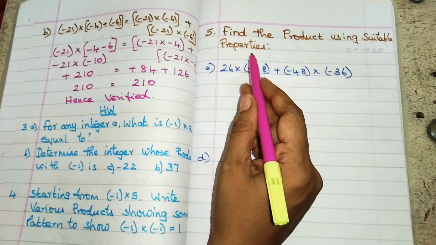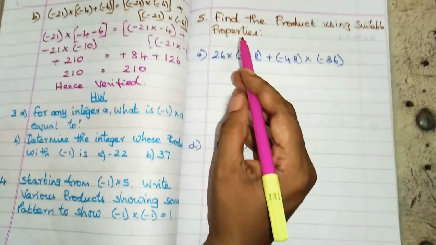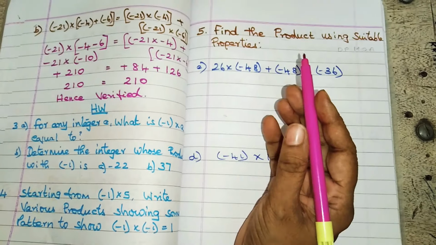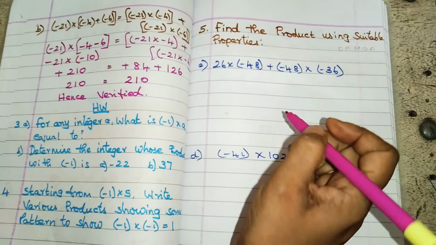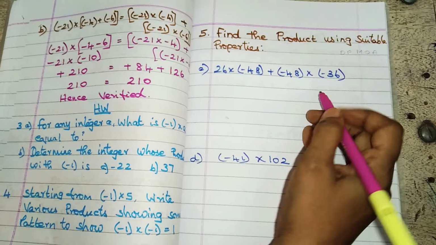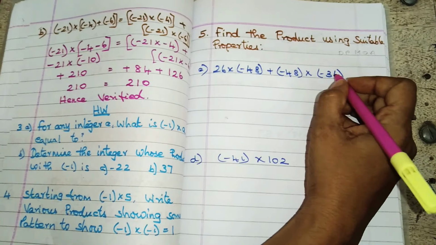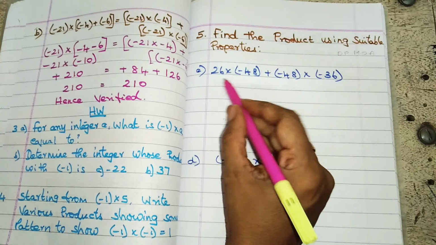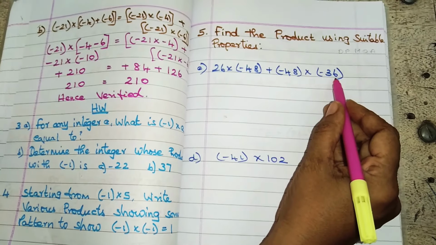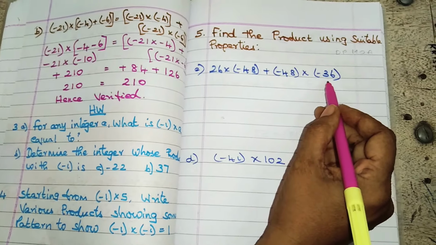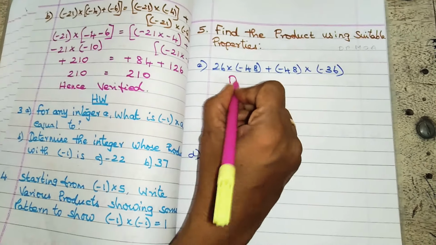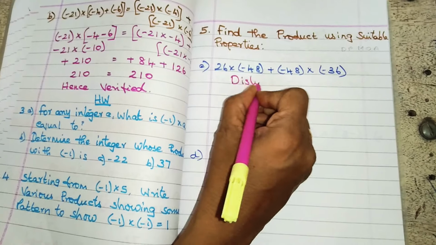So in one section we saw about the properties: closure properties, commutative properties, associative properties, distributive property. So we are going to implement those properties in these sums. Now, as soon as you see this, you should know what property it is. So now here it is 26 into minus 48 plus minus 48 into minus 36. So a distributive property, multiplication over addition. I'll tell you how it is.